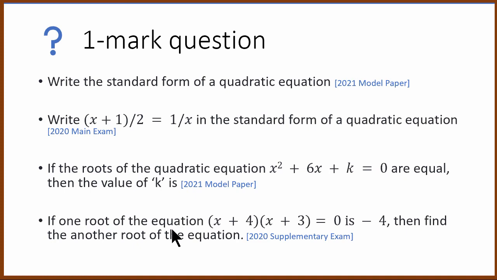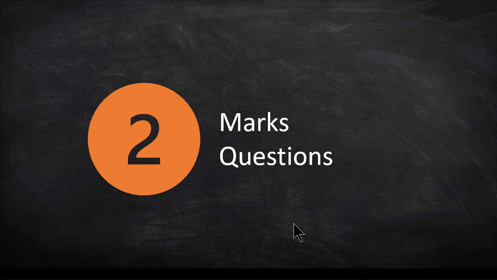The fourth kind of question they might ask is, if one of the roots is -4, what is the other root? I mean, this is already factorized. They've said that, okay, if you equate this term, it is -4. Then if you equate the second term, you get this other root. So in this case, the answer is -3. These are the usual 1-mark questions from the last year and the model paper.